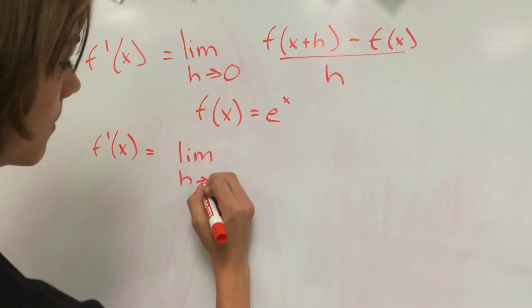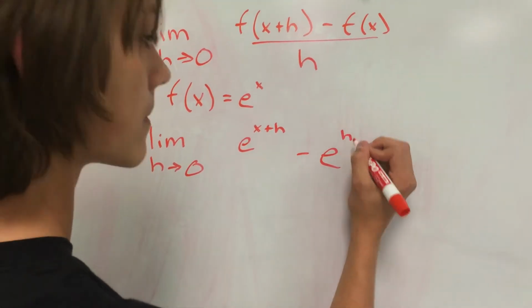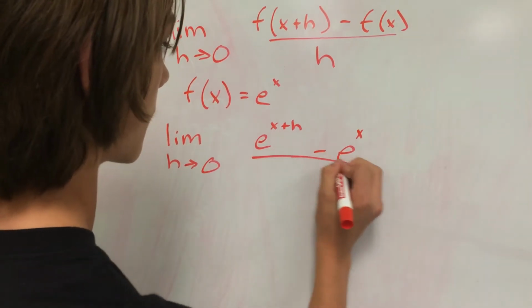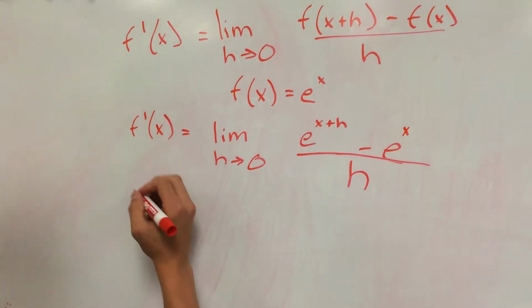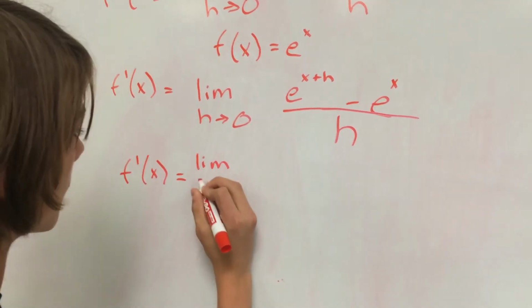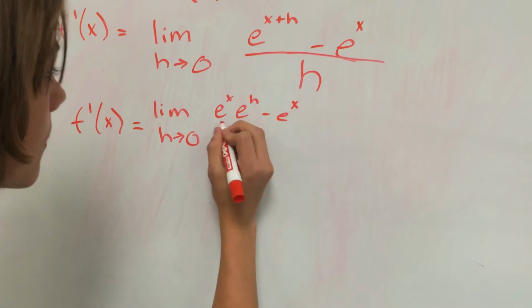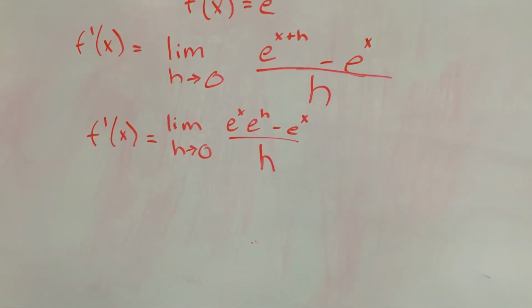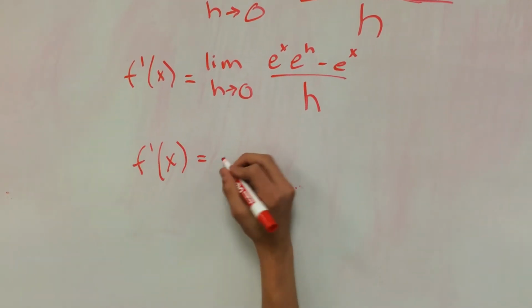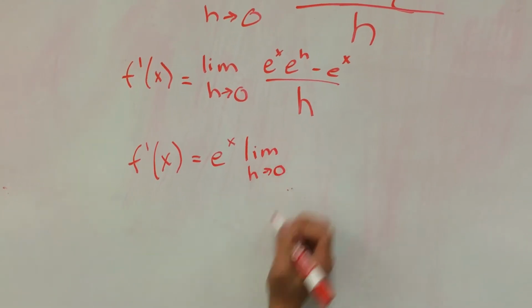Okay. If we now look at this definition with the exponential function e to the x, we have the limit as h approaches 0 of e to the x plus h minus e to the x, all over h. Using the properties of exponents, we can turn this into e to the x times e to the h minus e to the x, all over h. We can factor out an e to the x out of the top two terms and then out of the limit, leaving us with e to the x times the limit as h approaches 0 of e to the h minus 1 over h.